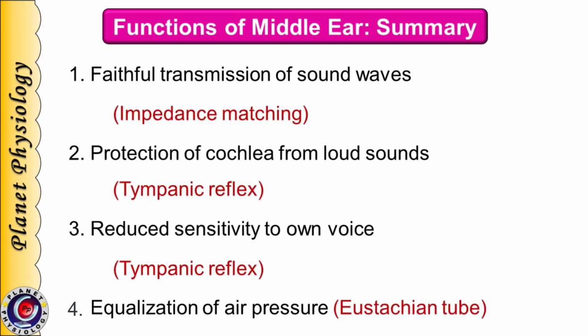Let us quickly summarize the functions of the middle ear. The middle ear helps in faithful transmission of sound waves to the inner ear due to the impedance matching phenomenon. It protects the cochlea from loud damaging sounds due to initiation of the tympanic reflex. It also decreases a person's hearing sensitivity to their own voice. And the last function is equalization of air pressure across the tympanic membrane due to the Eustachian tube.